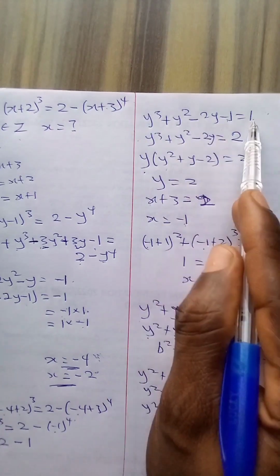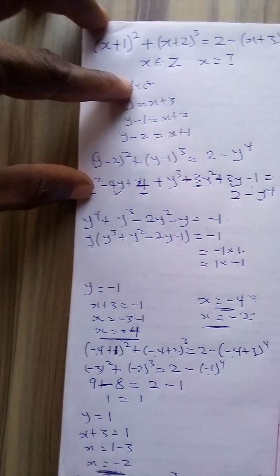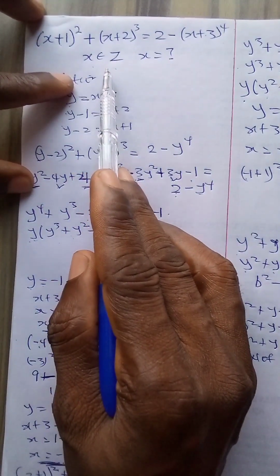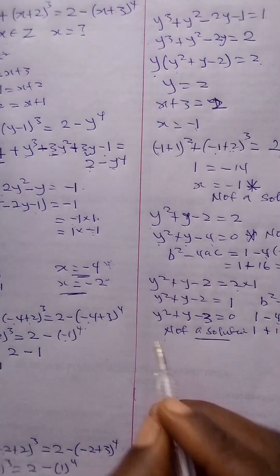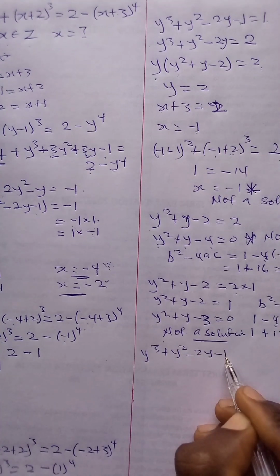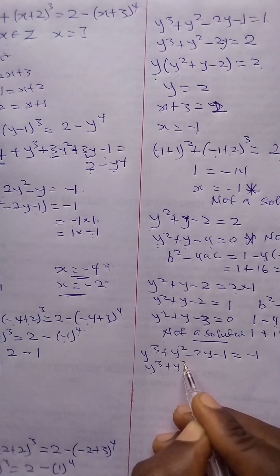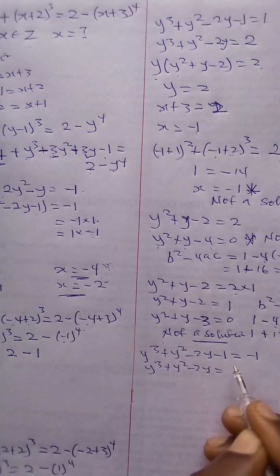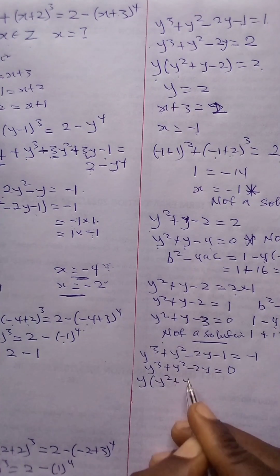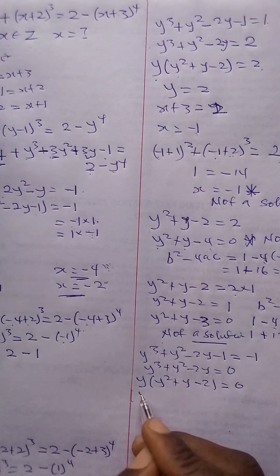Earlier, we equated the brackets to 1. So let us equate the brackets to minus 1 and see if we get a solution that meets the condition, which is x is a member of the integers. So y to power 3 plus y to power 2 minus 2y minus 1 is equal to minus 1. And so y to power 3 plus y squared minus 2y is equal to 1 minus 1, which is 0. If I factorize y out, y times y squared plus y minus 2 is equal to 0.